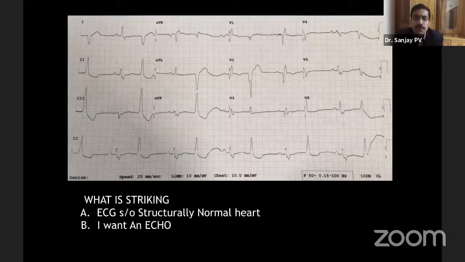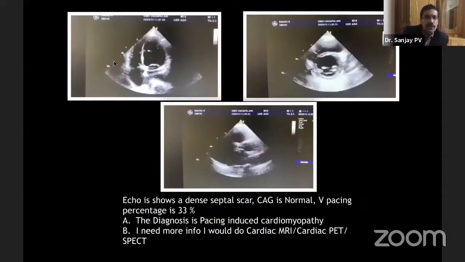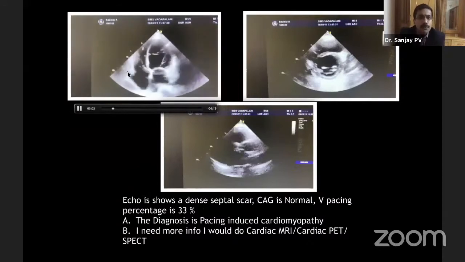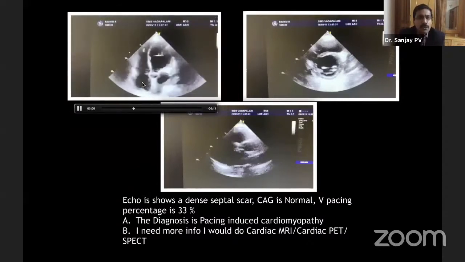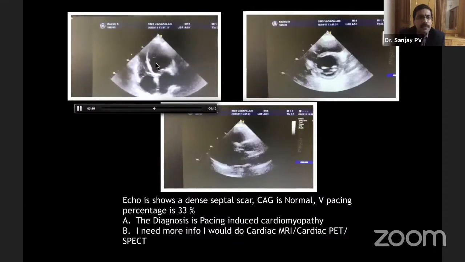So why would somebody, a 55-year-old female who's apparently normal, 6 months into the course, angiogram normal, have a dense septal scar? So let us see. So this was her echo. I want all of you to see the echo. Those who aren't familiar with the echo, this is a 4-chamber view. This is the RA, this is the LA, this is the LV, and this is the RV.